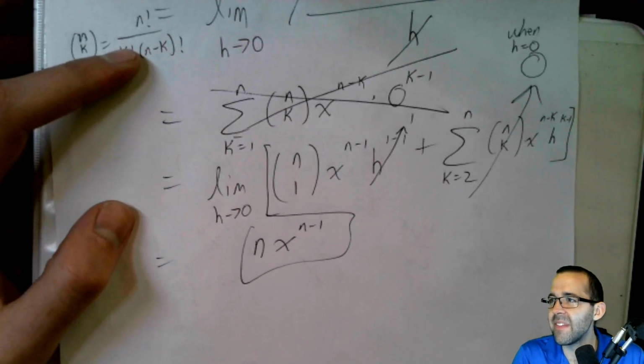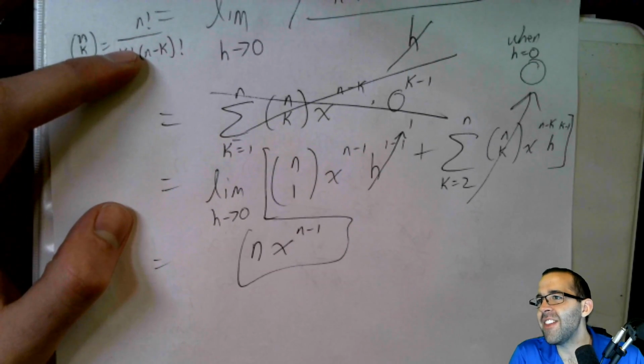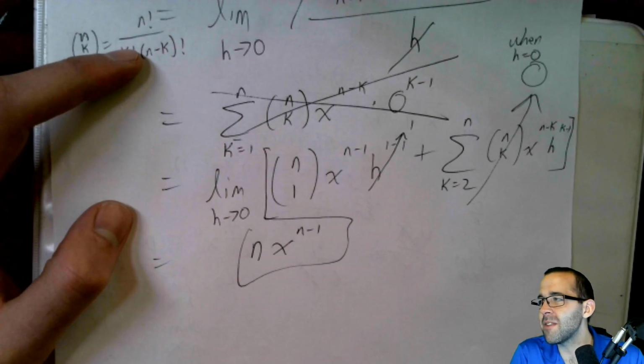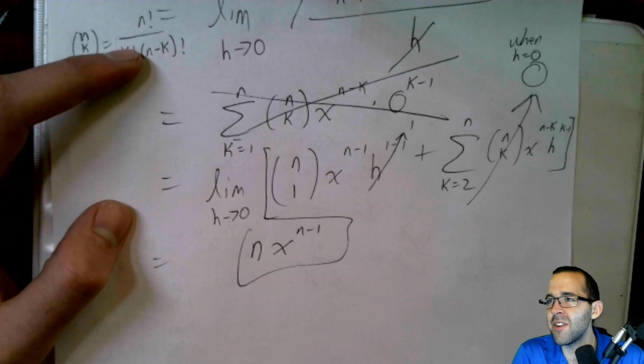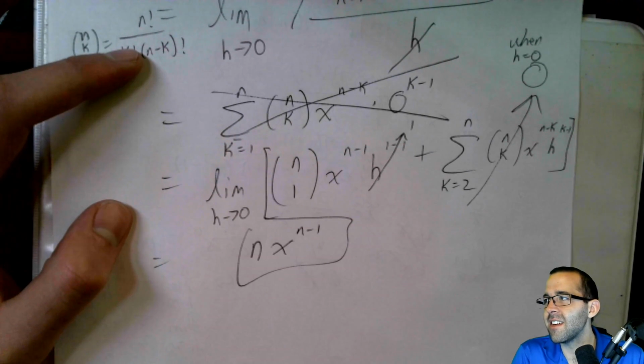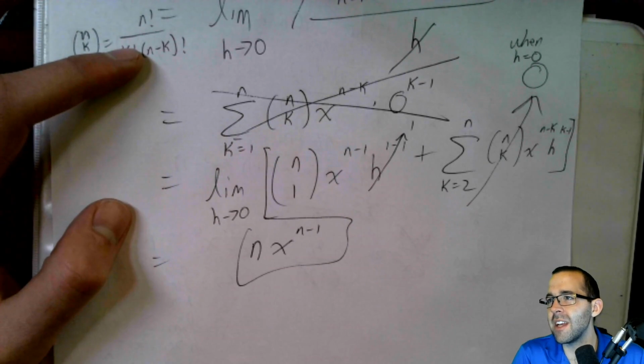All right? And that's the whole point of a lot of things in math. That's where formulas come from, is essentially we do something really hard so that we never have to do it again.